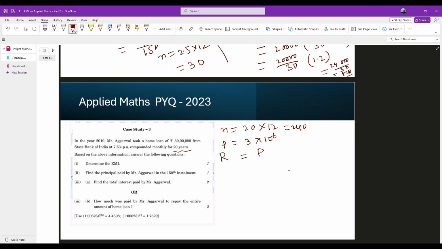The value of R is P into I into (1 plus I) to the power N by (1 plus I) to the power N minus 1. Just substitute the value here. P is 3 into 10 to the power 6. I is what? We did not write I so far. It is 7.5 by 1200. Approximate value I am just writing here using my calculator right now. This is becoming 0.00625.